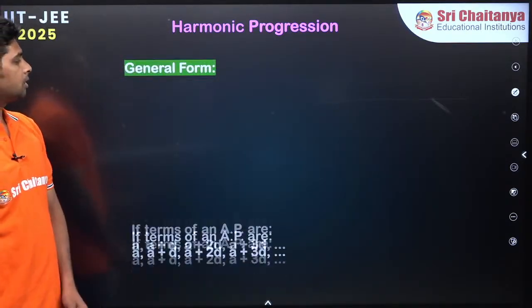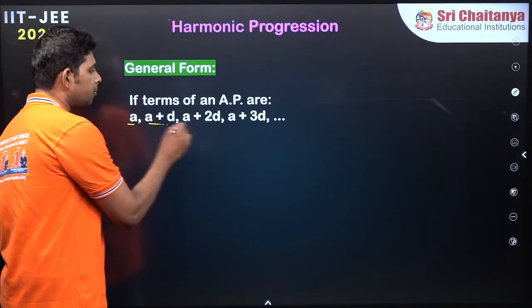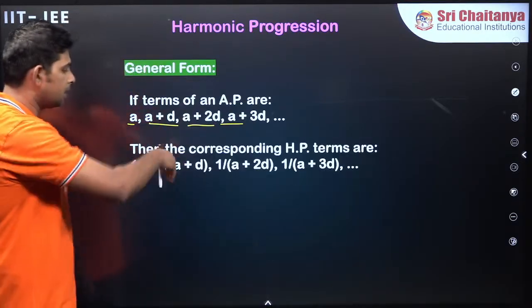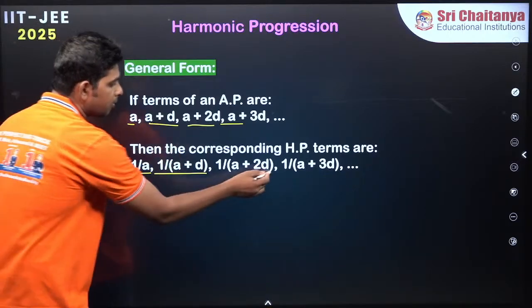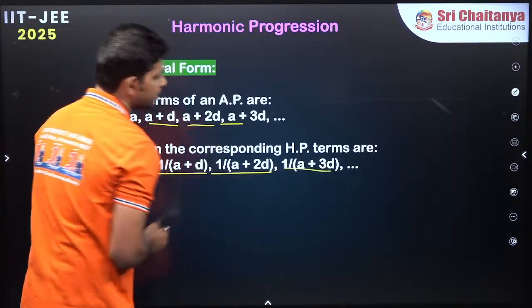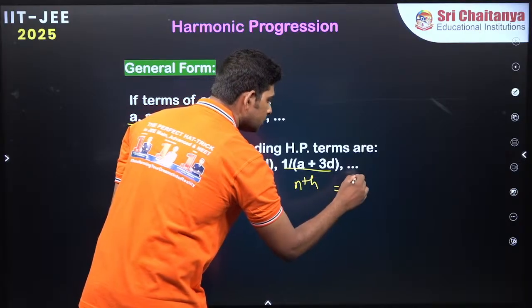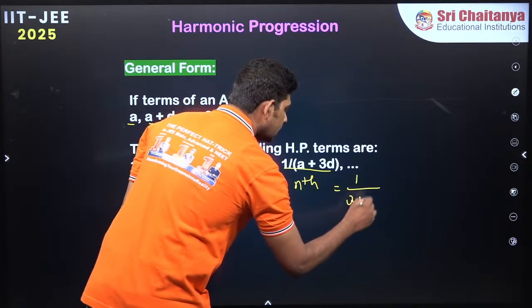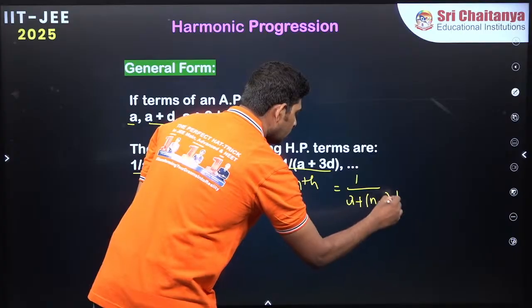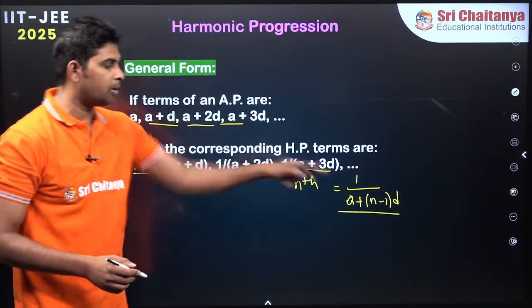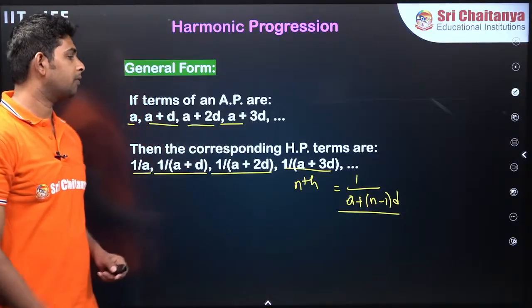Let us see the general form: A, A plus D, A plus 2D, all these are in AP. Yesterday we were discussing that. Then obviously the reciprocals 1 by A, 1 by A plus D, 1 by A plus 2D, 1 by A plus 3D are in HP. Now you just give me the nth term of this. The nth term obviously will be 1 divided by A plus n minus 1 times D. So the reciprocal of the nth term of AP gives us the nth term of HP.